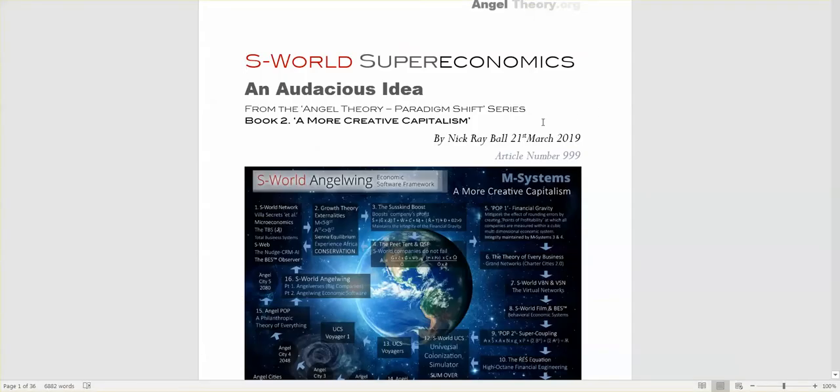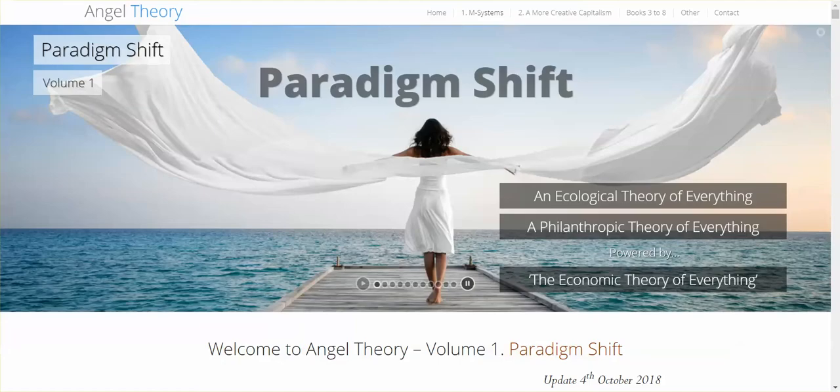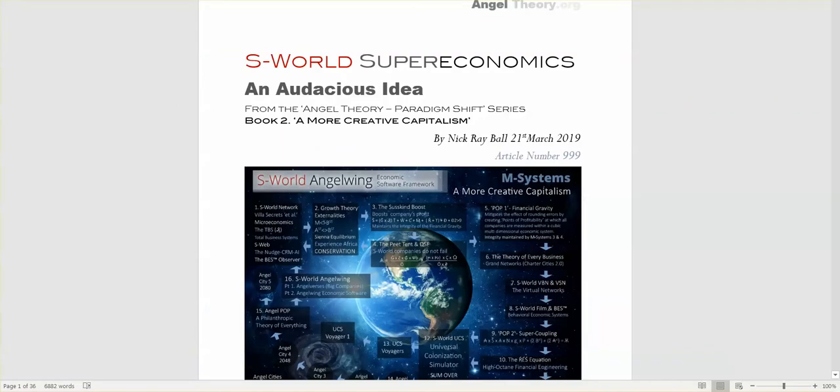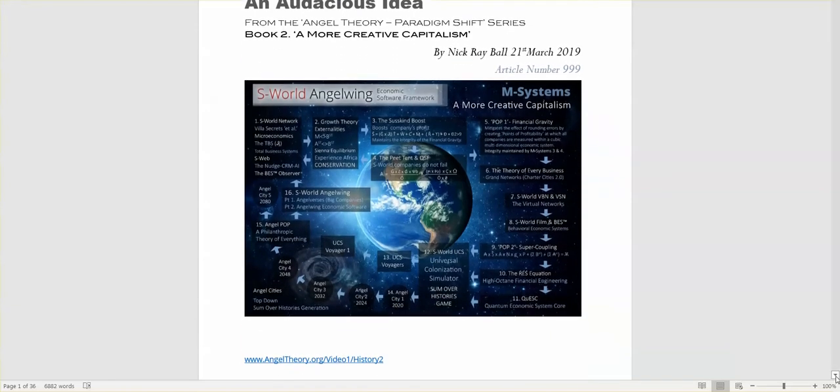This is the paper I'm currently working on. It's called S-World Super Economics, an Audacious Idea. It is from the Angel Theory Paradigm Shift series, as seen on this website. And we're looking at book two, A More Creative Capitalism. And just below, we can see the systems design.